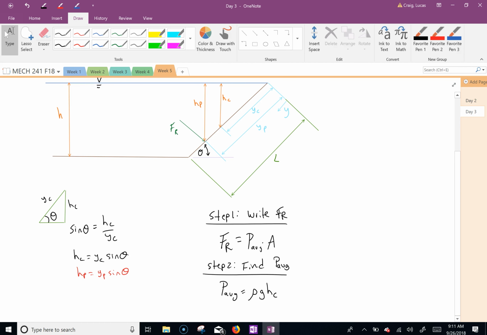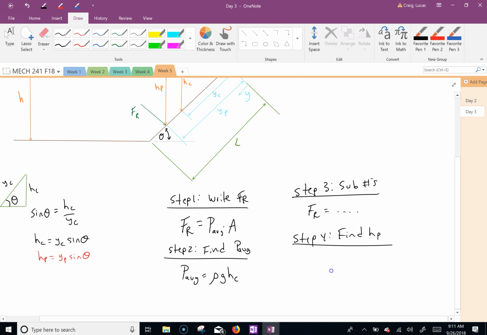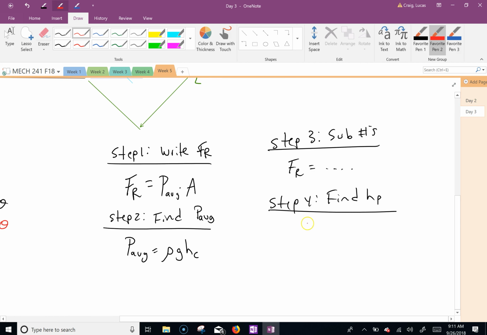All right, and just to save room, I'm going to write step 3 over here. This would be substituting numbers. Okay, so FR equals blah, blah, blah. Step 4 would be to find HP. And in this one, there's kind of 2 steps. First, you can find YP.